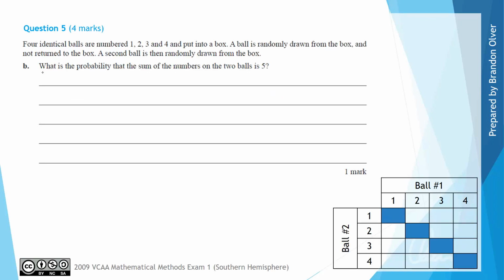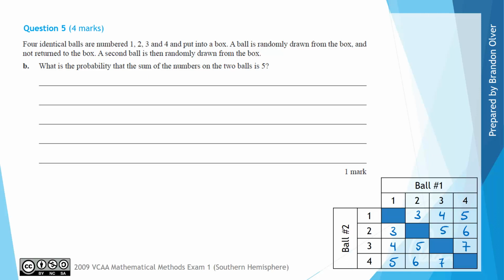For part B, we're asked what is the probability that the sum of the numbers on the 2 balls is 5. So in this table representation that we have below, we can now work out what the sum of the balls will be. So a 1 and a 2 will give 3, 3 and 1 will give 4, and 4 and 1 will give 5. And if we continue that on, we would get 3, 5, 6. This would be 4, 5 and 7.